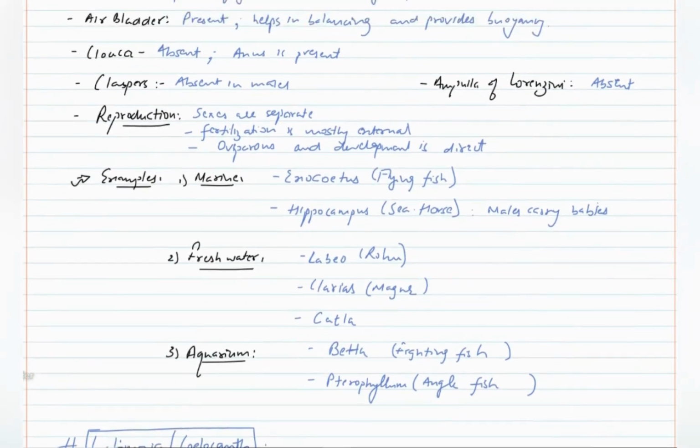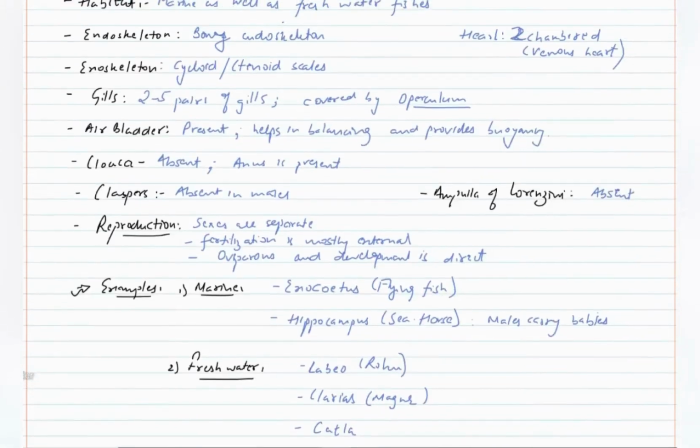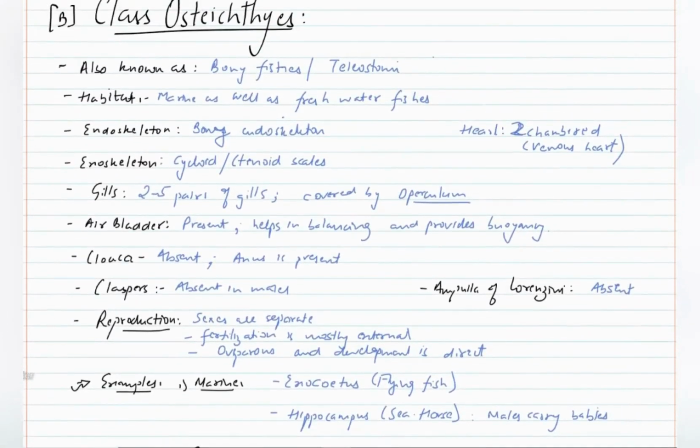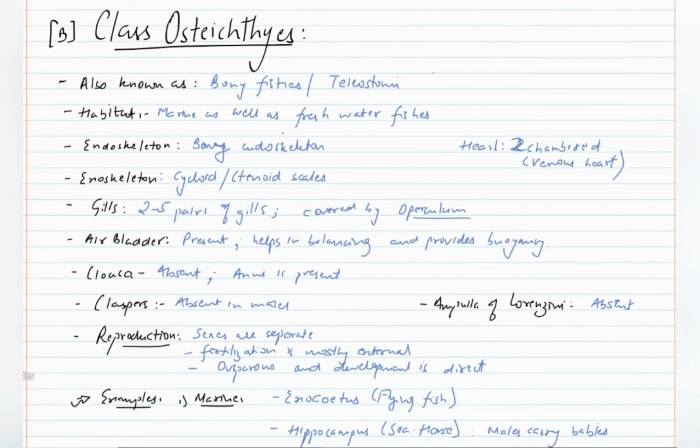Now, if we compare class Chondrichthyes and class Osteichthyes, we will see that in class Chondrichthyes, the endoskeleton is cartilaginous. They have placoid scales on the outside, and they do not have an operculum. Air bladder is absent. Cloaca is present. Claspers are present. In reproduction, fertilization is internal, and they are viviparous.